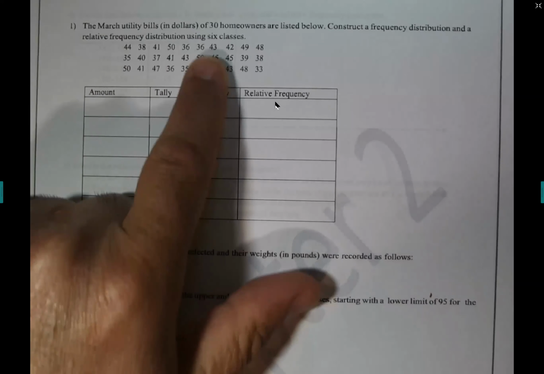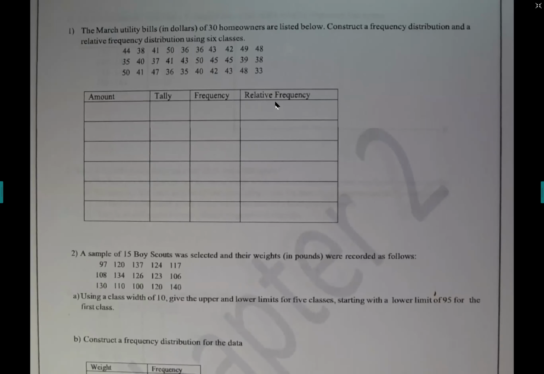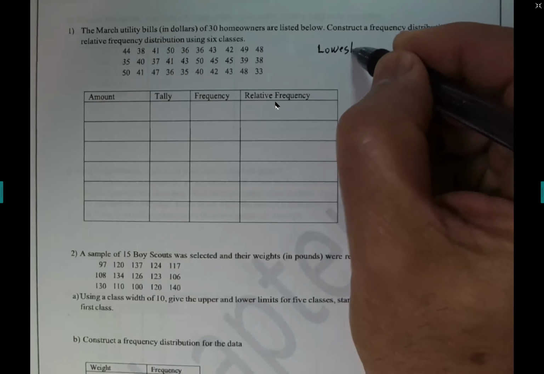It's telling us to display this data in a table, use 6 classes. 6 classes, guys, means 6 rows. So I'm only going to use 1, 2, 3, 4, 5, 6 rows to construct the table. I'm going to show you how to construct the table when it tells me how many rows you have to do. Once it tells me how many rows, there is only one way to do it, and all students will have to do it exactly the same way. So look how the process begins. You figure out the lowest value first, and then the largest value.